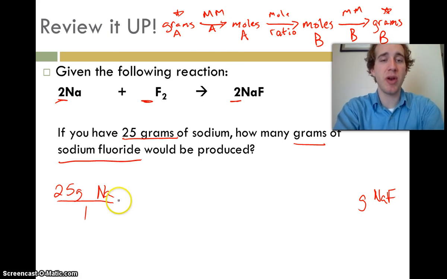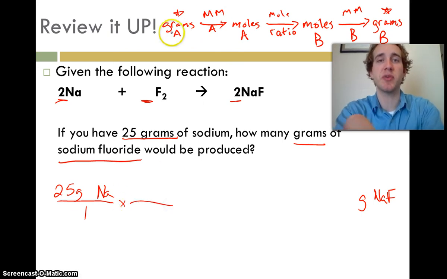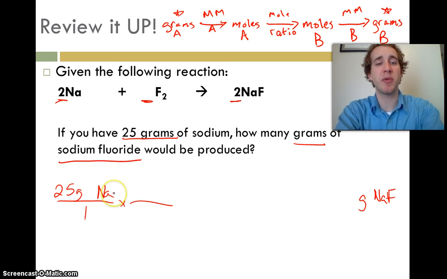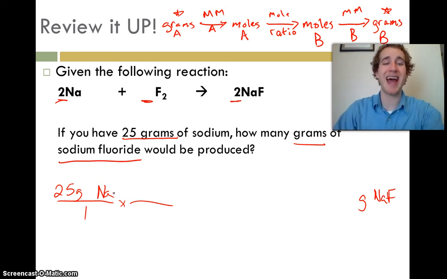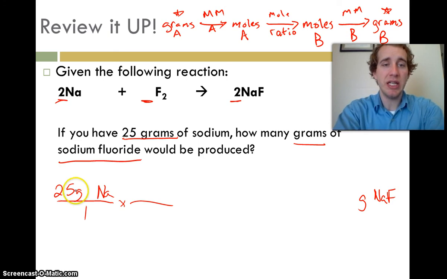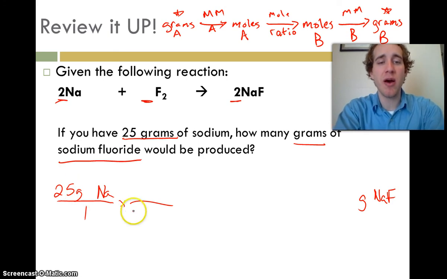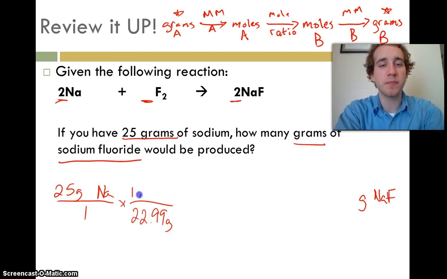Okay, if we're starting in grams of a substance, our first arrow says we go from grams to moles using the molar mass of A. If you find sodium on the periodic table, you'll find that for every 1 mole of sodium, there are 22.99 grams. Since our grams are on top right now, our grams must go on the bottom in our second step. They gotta. There's no ifs, ands, or buts. That's where they gotta go.